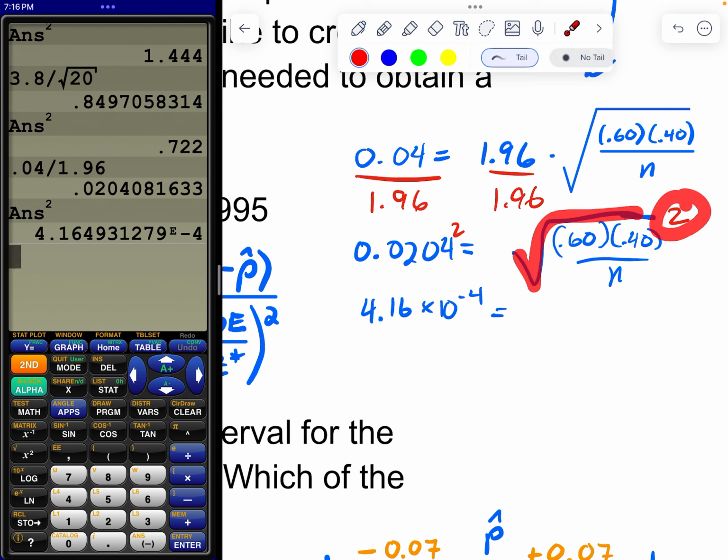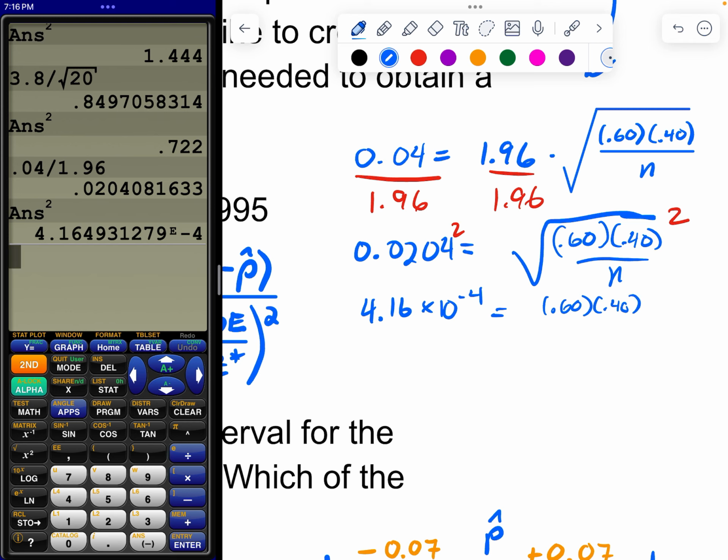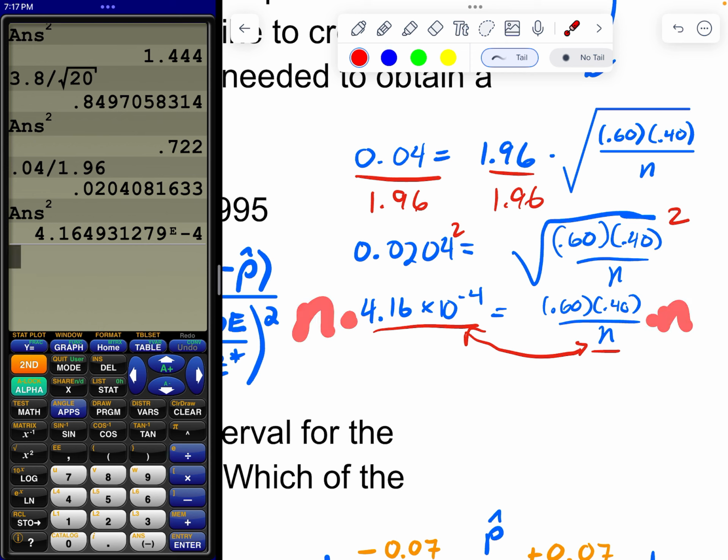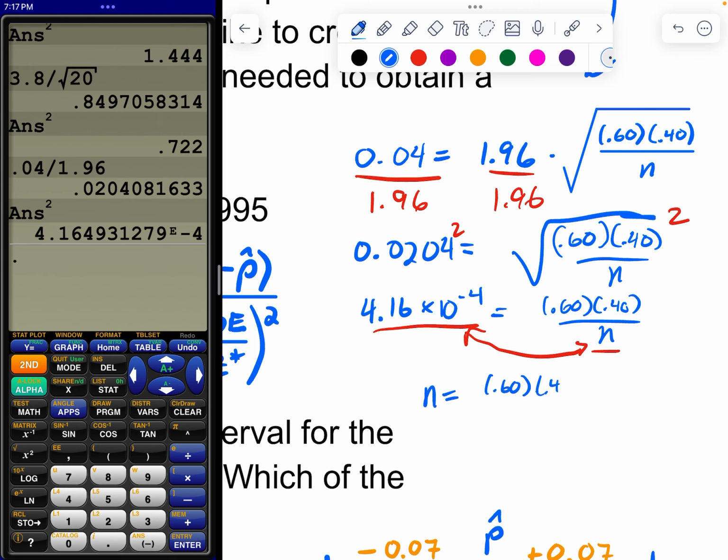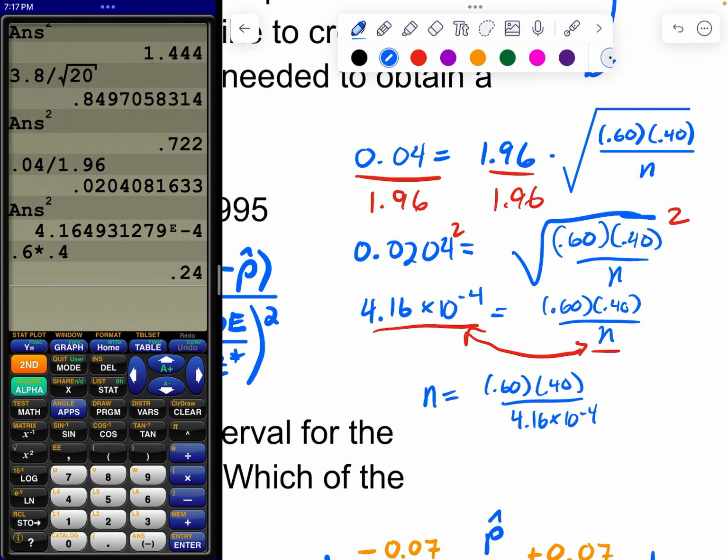Now the square root and the square are inverses, so they cancel. So I've got this. At this point, this decimal and n, we switch their spots, right? I'm multiplying the n over there, and then I'm dividing the scientific notation back. So on my calculator, I guess it would be n equals 0.60 times 0.40 over that scientific notation number. Divided by, and then go grab it like that.